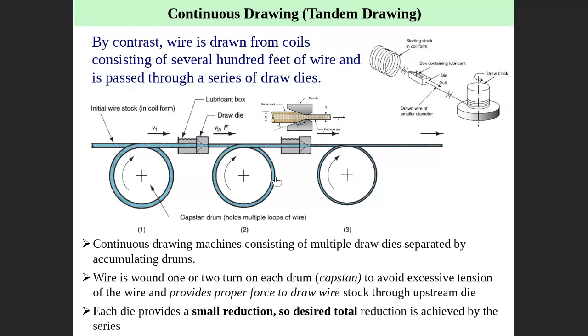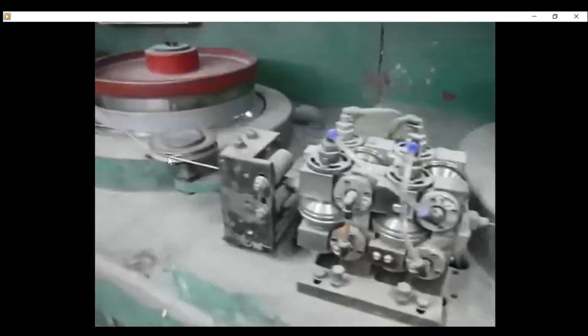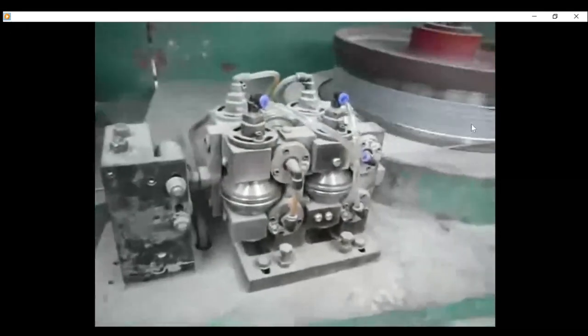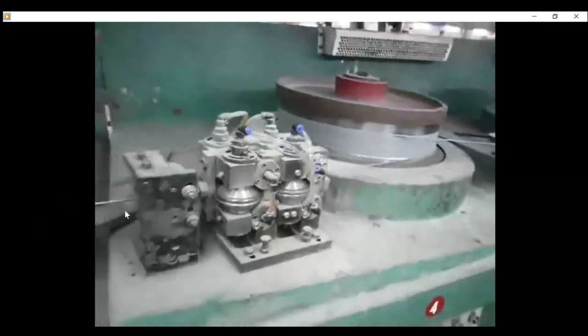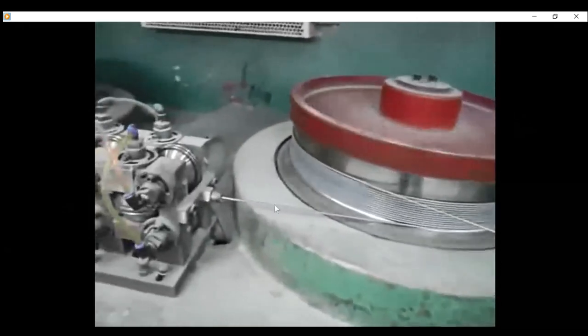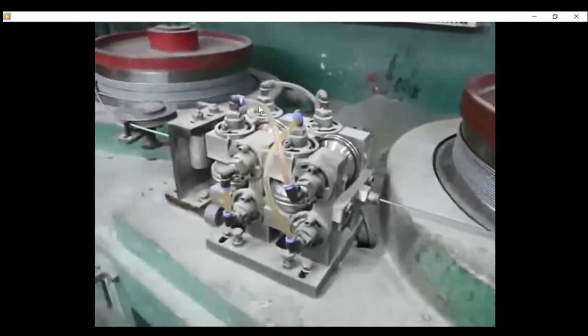This is the drawing process. This is the die, a reduction die. The wire is coming in and going through the die. You can see this one applying tensile stress here. It's pulling. This one is rotating and pulling, so we apply tensile stress here. We have tensile stress here.